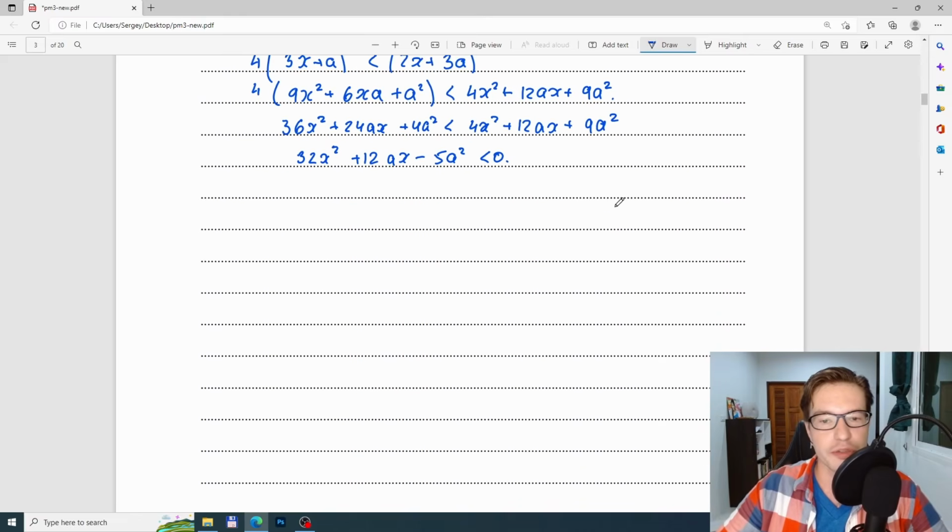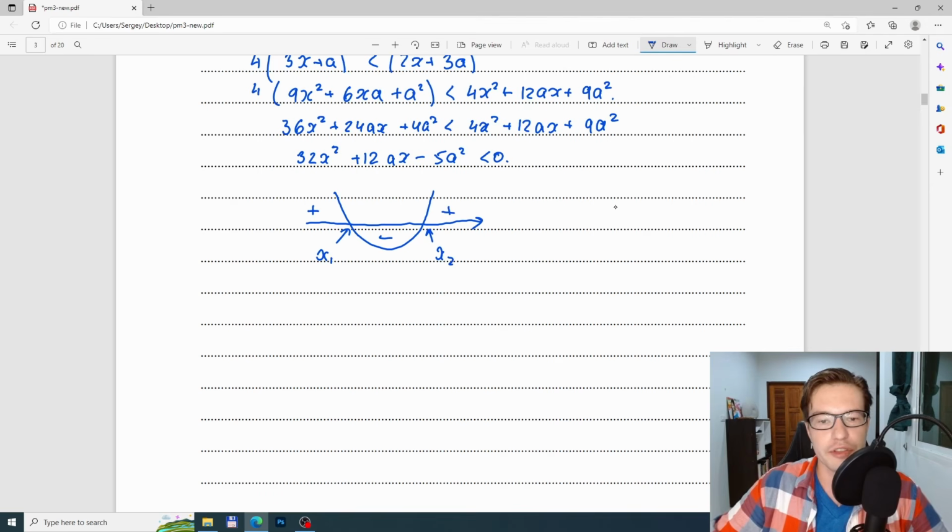Okay, and to solve the quadratic inequality, I will first draw a very rough sketch. So that's the quadratic function, of course, and it opens up because 32, the coefficient of x squared, is positive. So it's going to look like that, and we're looking for all the values that are less than 0. So that means we're looking for all the values of x for which the curve is below the x-axis. So it's going to be in between x1 and x2.